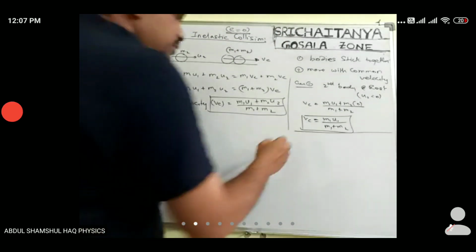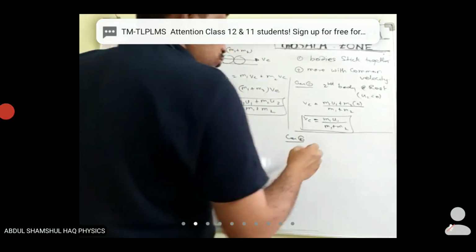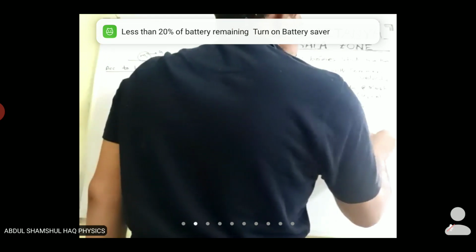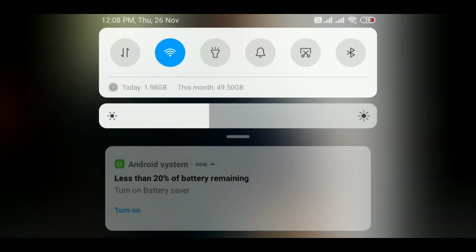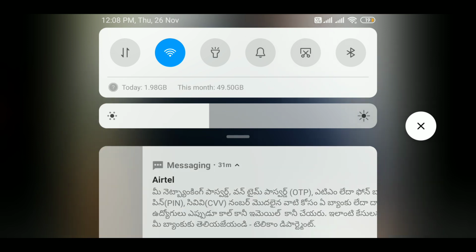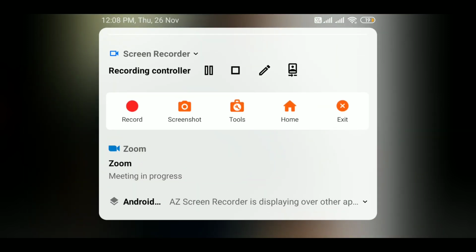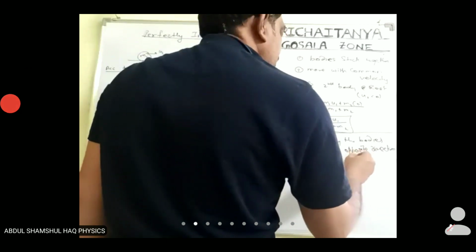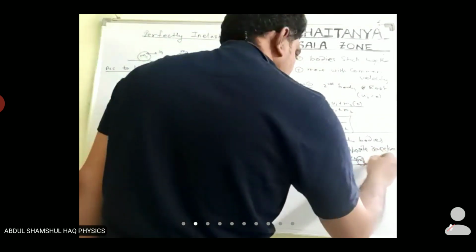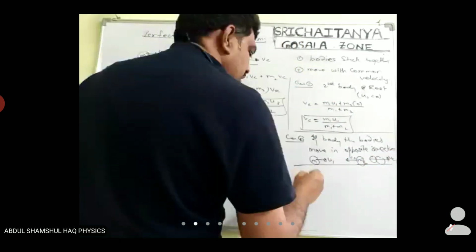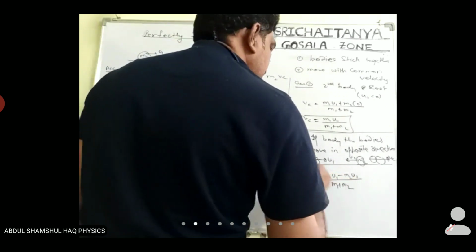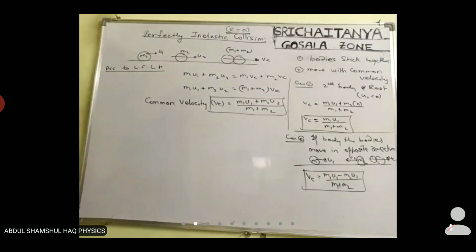On the other hand, students, case 2: if both the bodies move in opposite directions, that is, the first body is moving with speed U1 and the second body is moving with speed U2 in the opposite direction, then the system moves together in the same direction, and V common will be equal to (M1 U1 minus M2 U2) whole divided by the total mass, M1 plus M2.